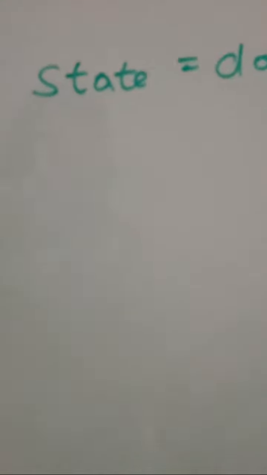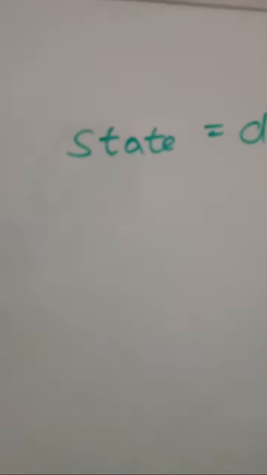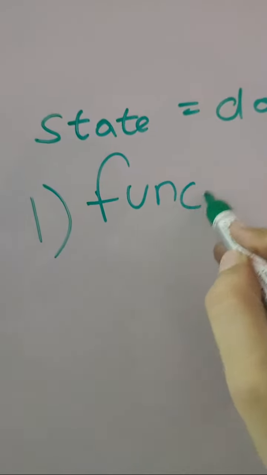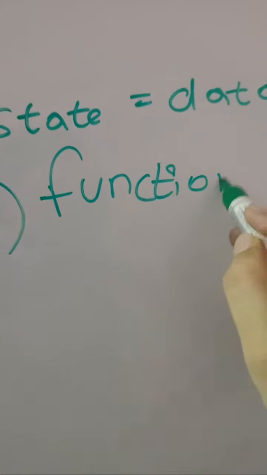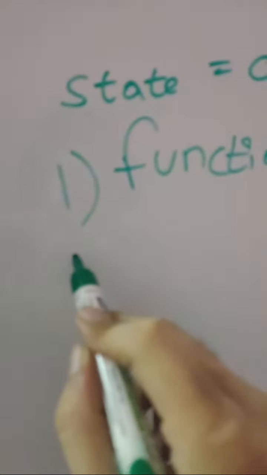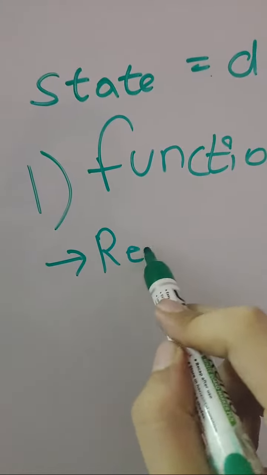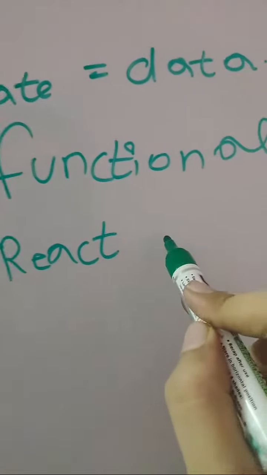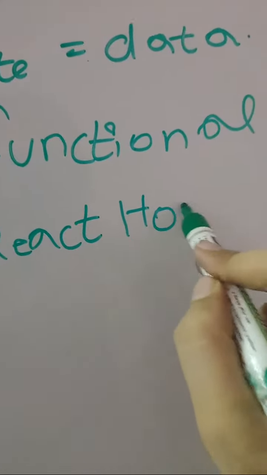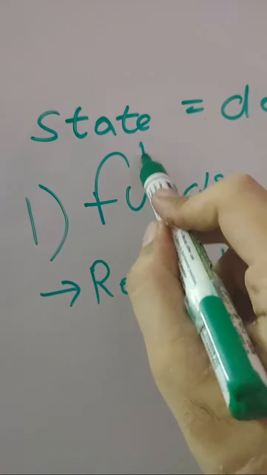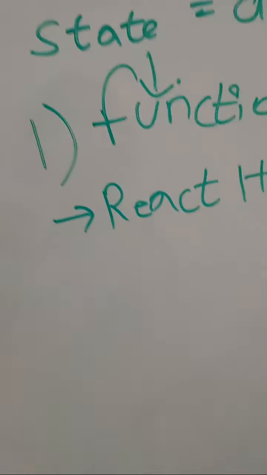So for a functional component, in order to declare the state, we have a concept called React hooks. We will talk later about React hooks in a later video, but for the state we use React hooks, which is a modern way of declaring state. So we use React hooks for declaring state inside functional components. There is a very basic example. Let me show you the hook here.